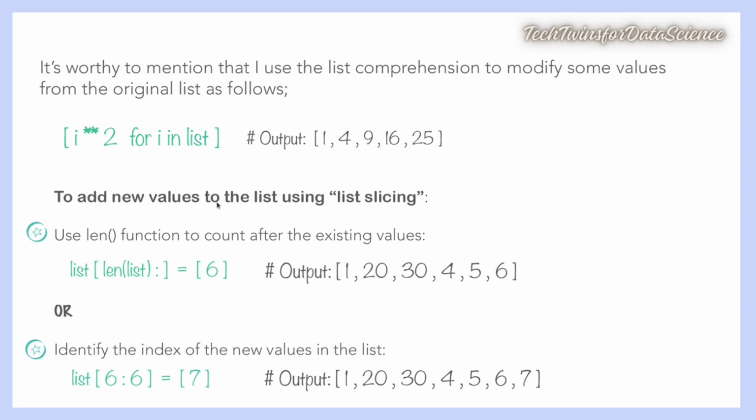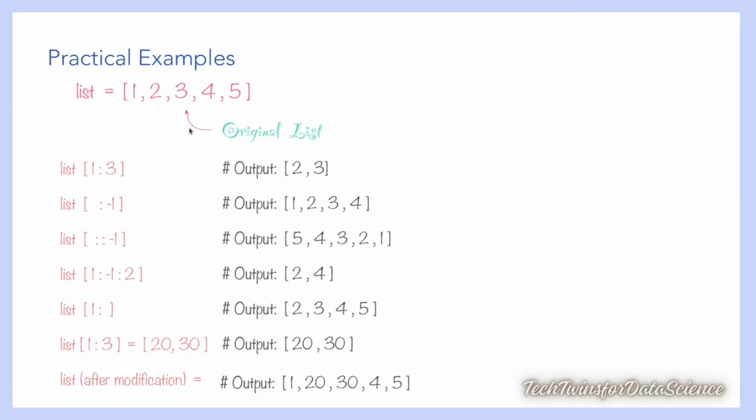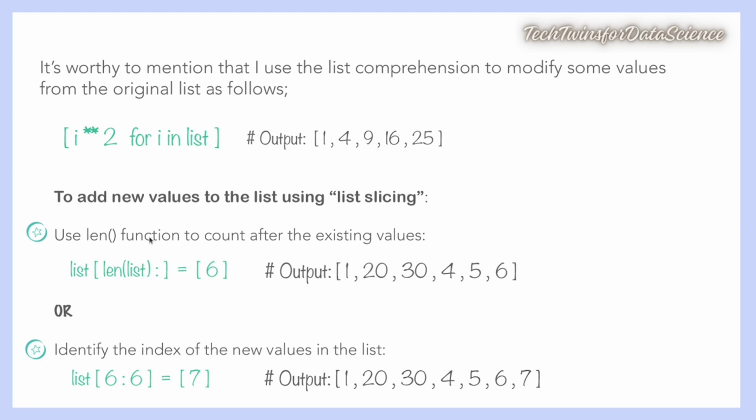To add new values to our original list, from 1 to 5, I can use two ways. First way is use the len function to count after the existing values, as you can see here. So if I added the len to the original list and leave the start and stop position blank and modified 6, the original output will be 1, 20, 30, 4, 5, and 6.